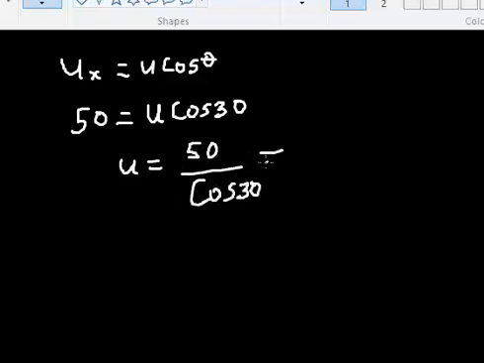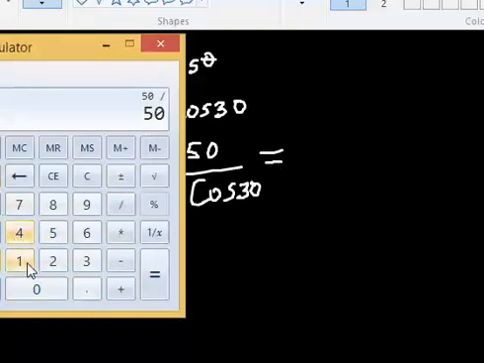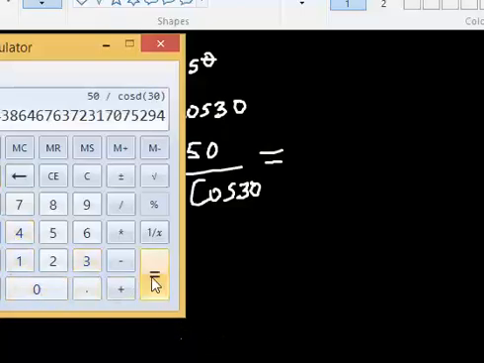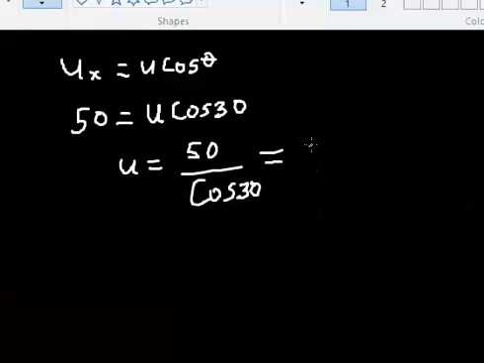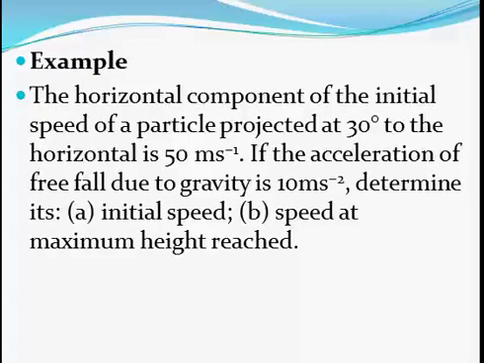All right, here we go. 50 divided by cos 30. So that should be approximately 58. Okay, that is a part of the question.